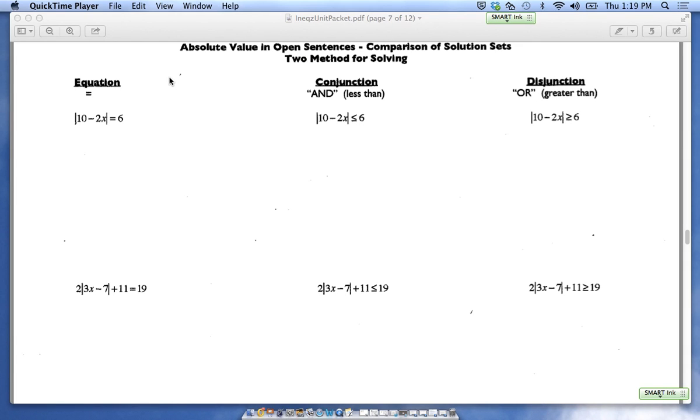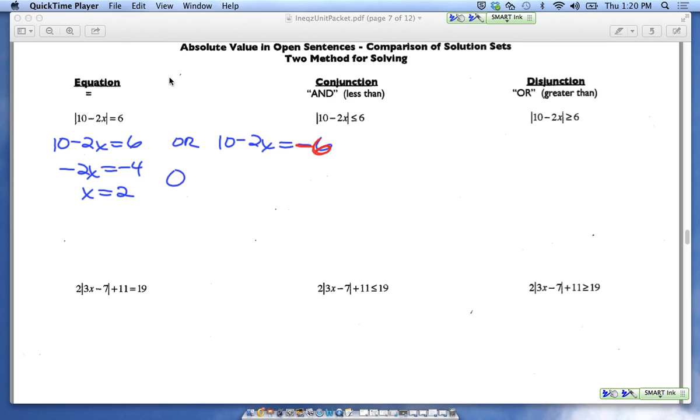All right, if I have a strict absolute value, this is an equation. So to use the bifurcation method, which just means I'm solving two equations, I simply take what's given, 10 minus 2x equals 6, or, this is my other equation, 10 minus 2x is equal to negative 6. So I change the positive 6 to negative 6. I set it equal to the opposite value. And then I solve each piece. Negative 2x is negative 4, therefore x is positive 2, or negative 2x is equal to negative 16, x equals 8.